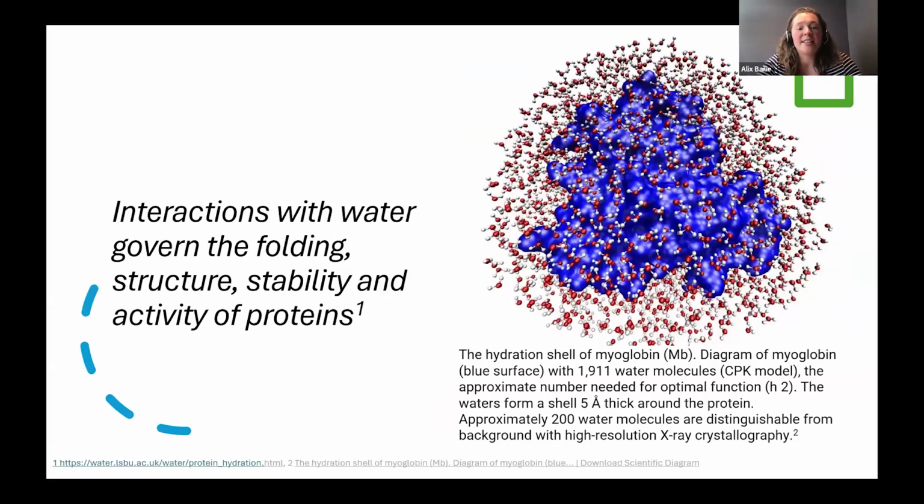When we consider that actually it's the interactions with water that govern the folding, structure, stability, and activity of proteins, things start to make a lot more sense. On the right here, we have the hydration shell that surrounds myoglobin. On the previous slide we just saw the protein structures, the twists and turns. But really, we should think of proteins as being surrounded by a huge group of water molecules that they associate and interplay with. This myoglobin on its own has nearly 2,000 water molecules associated with it that help it undergo its functions in the most optimal manner. 2,000 water molecules. There must be some fascinating processes going on that Nathan is going to explain to us shortly.